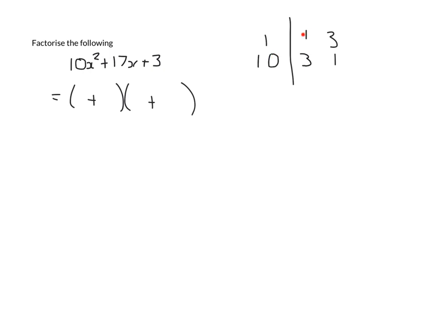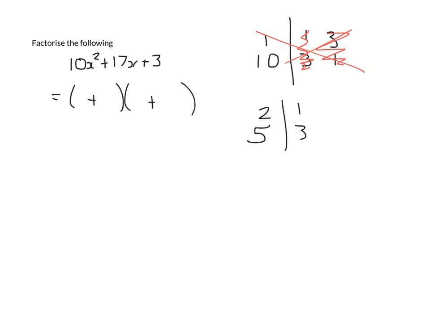3 plus 10 is 13, that doesn't work. I'll try this one. 1 plus 30 is 31. That doesn't work. So this one here doesn't work. So think about what other factors of 10 there are. Well, I've got 2 and 5. I'll do my process again.